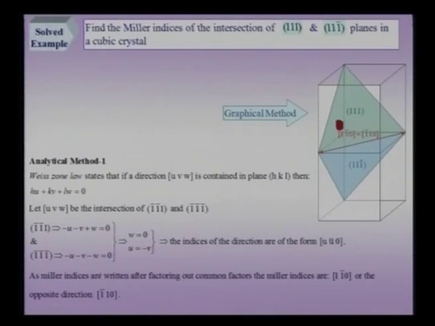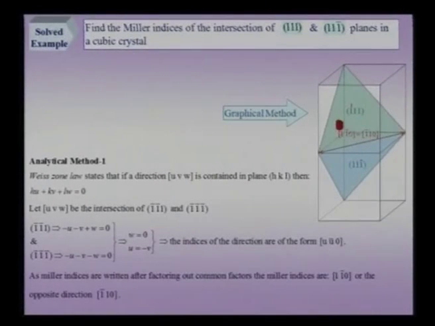So let me go through this analytical construct, the Weiss zone law method of solving, once more, keeping in mind that often it is instructive to use the graphical method wherever possible in addition to any of the analytical solutions, because that gives you a better visualization of the problem. And also, for instance, when I draw this direction [1 bar 1 0], I can see what atoms are sitting on this direction, what is its importance in terms of whether it is a close packed direction or not a close packed direction.